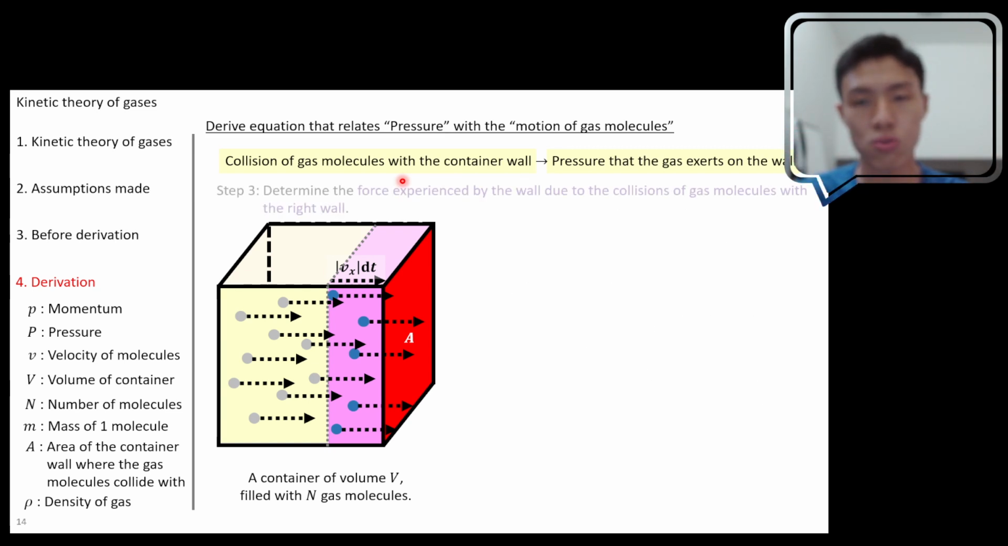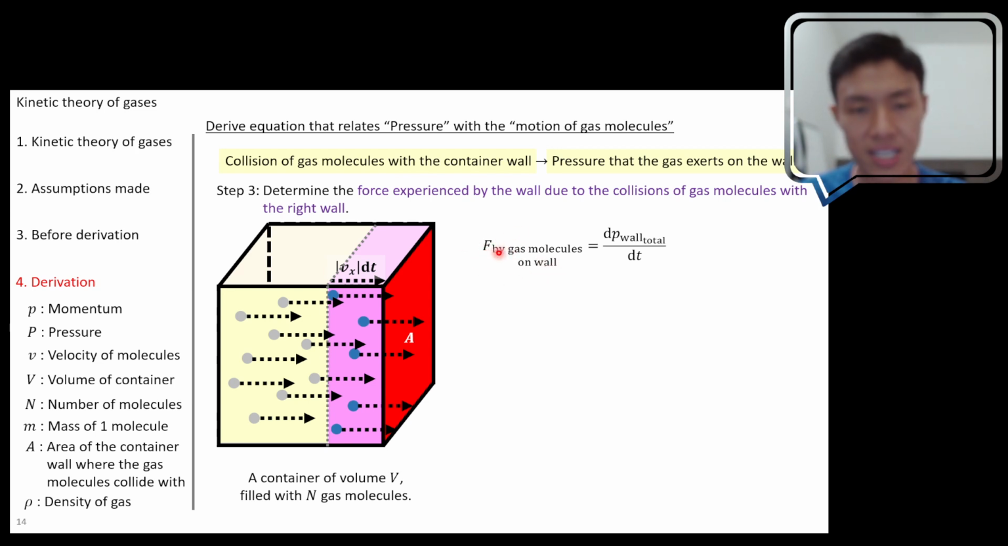Multiplying them, you get the total momentum. Then from the total momentum, you know that the rate of change of momentum is just a force. So the force exerted by these blue gas molecules on this wall will be equal to dp/dt, which is the change of momentum on the wall divided by time. The change of momentum on the wall has to be the total, so you have to include the change of momentum due to all these blue molecules over here.